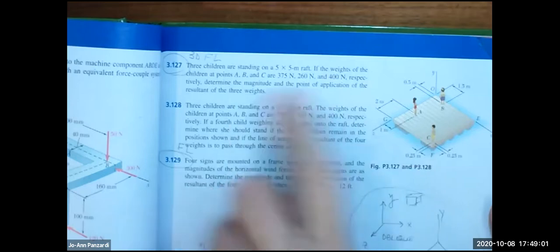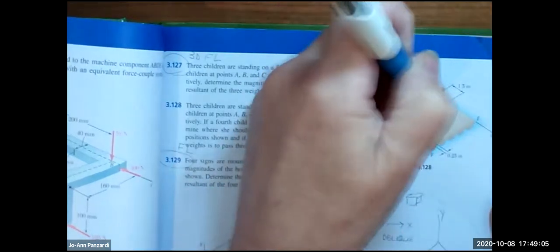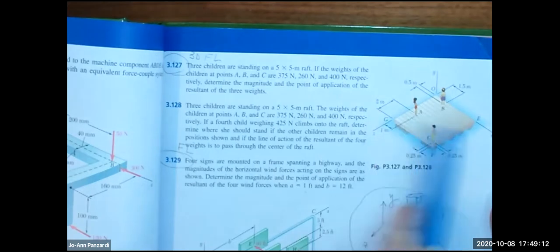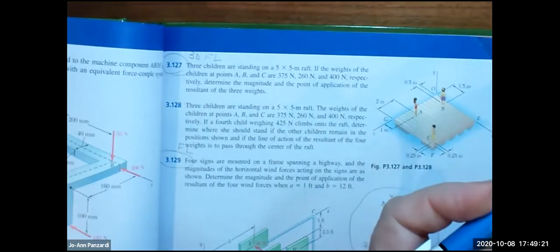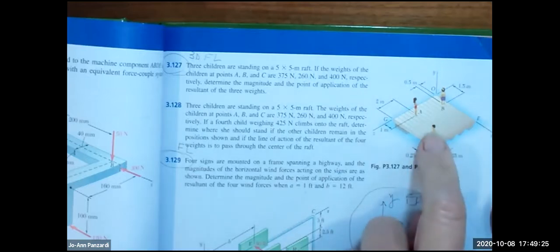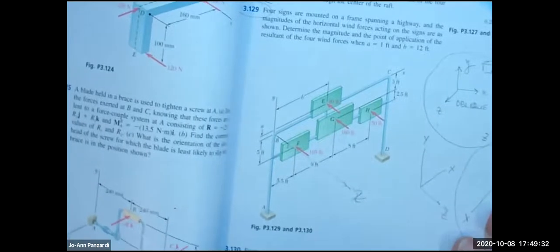Then, since it's a force location problem, we have to find out where that force is on this raft to be equivalent to these three kids standing where they're standing, based on the moments that it creates on the axes. It's a complicated problem. You might want to watch the video again for this one. There's a parallel force problem. Okay, third and last problem that's 3D.